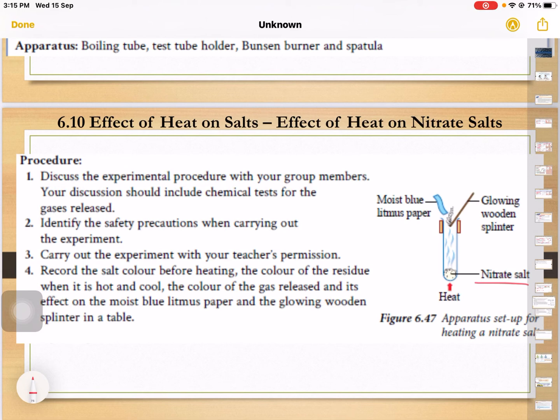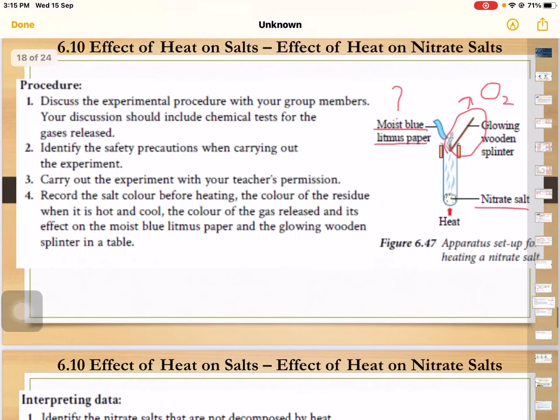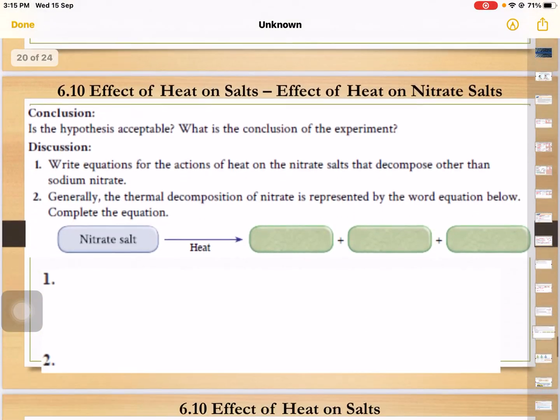Lepas tu kita nak uji gas yang terhasil tu, kita menggunakan dua reagent. Satu adalah moist blue litmus paper dan satu lagi adalah glowing wooden splinter. So, kalau you perasan, glowing wooden splinter ni sebenarnya digunakan untuk test kehadiran oksigen gas. Tapi yang nak menggunakan moist blue litmus paper ni nak test gas apa? So, kita tengok kejap lagi lah.